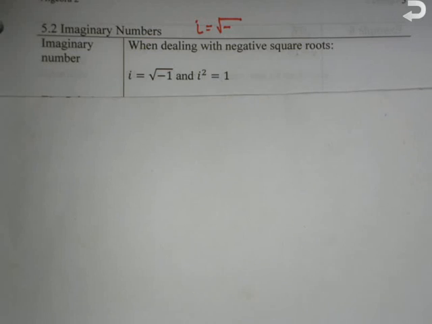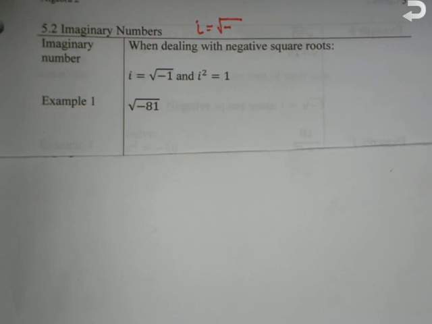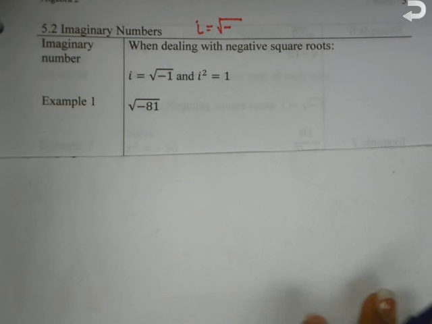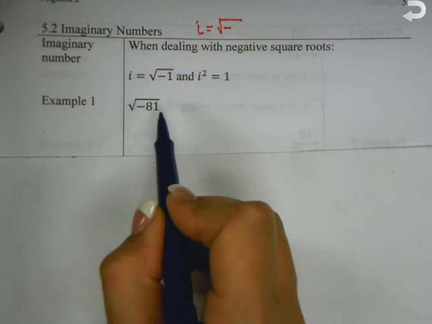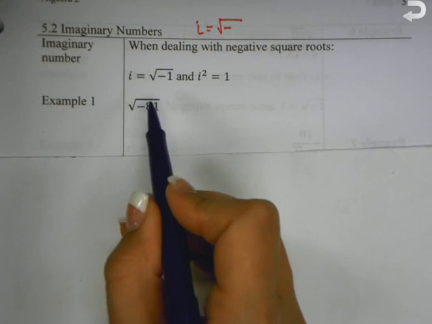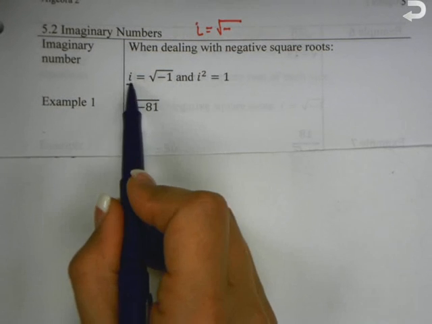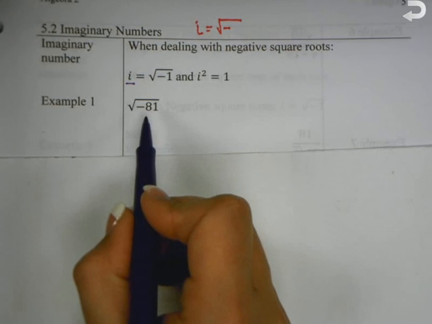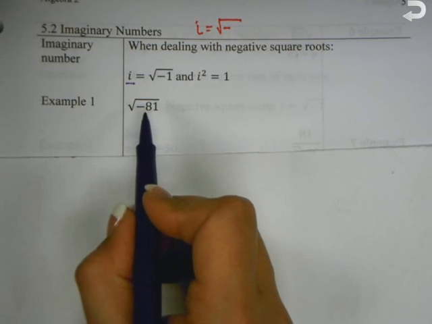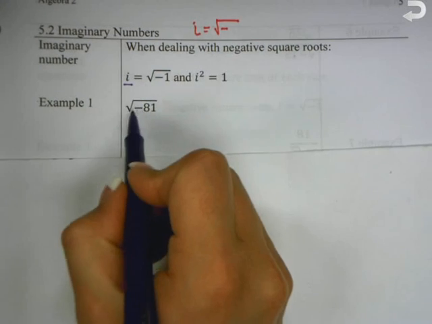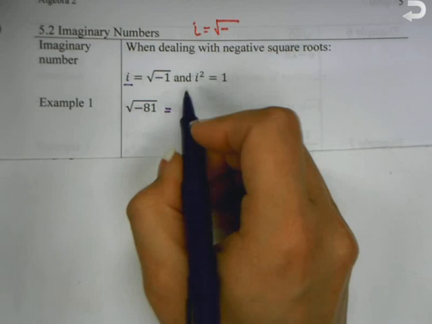Okay? Example number 1. Square root of -81. Now before we would have said that there was no answer, right? No solution? Okay, now we do have a solution. So what we do in these types of problems is we still look for the perfect square, but we also pull out the square root of -1, which is I. So let's think about it. What is the square root of 81? 9, right? But we have the negative in there, so our answer for this is going to be 9I.